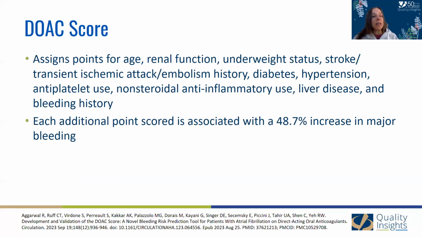So the DOAC score is fairly new, and this is utilized for Eliquis and Xarelto because those are DOACs, and it assigns points for age, renal function, underweight status, stroke, TIA, embolism history, and diabetes. So you can look up this DOAC score, your provider can look it up and utilize it, and then talk to residents about their risk of bleeding when receiving these medications. And each individual point scored is associated with a 48.7% increase in major bleeding. So it's a really good idea to get an individual involved.